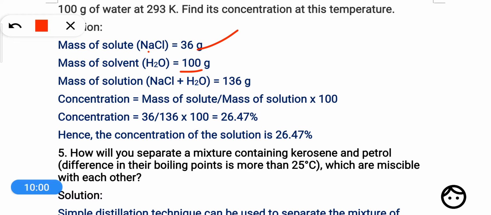So you know, dear students, concentration can be expressed in mass by mass percentage, or mass by volume percentage, or volume by volume percentage also, right?